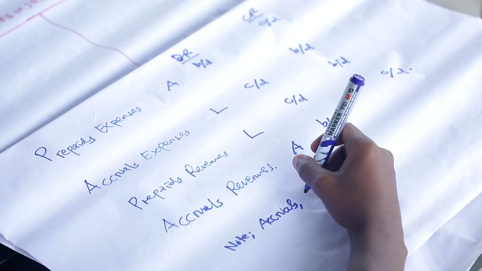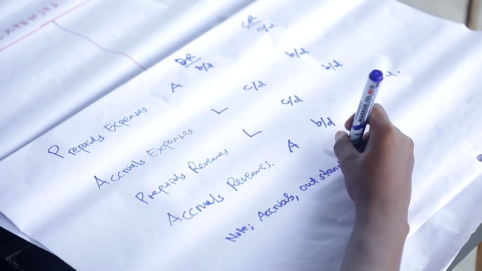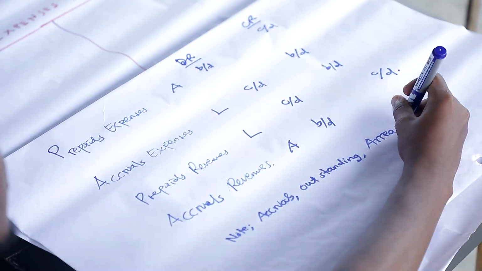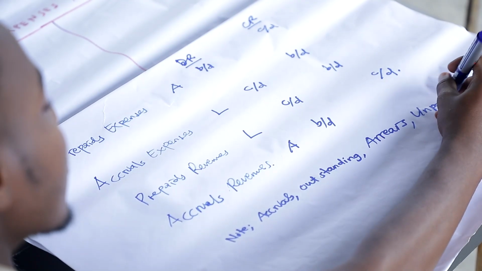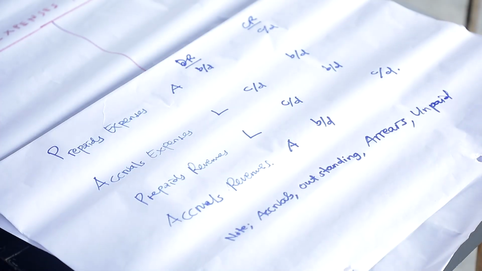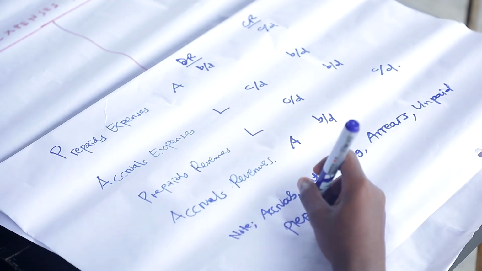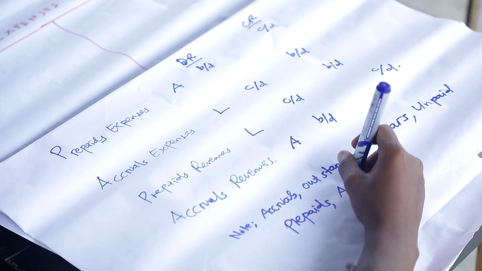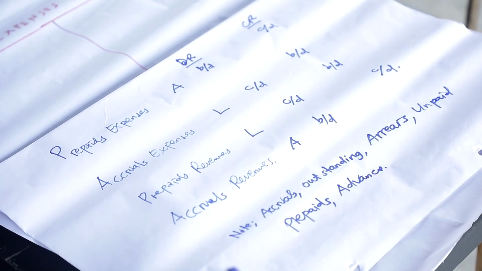So, point to note is that accruals are also known as amount outstanding, or sometimes amount in arrears, or sometimes amount unpaid. So these are the synonyms which sound the same. So when somebody says accruals, it means the amount that was outstanding, in arrears or unpaid. But also the prepaids are also known as amount paid in advance. So when somebody says prepaid, it means the amount paid in advance.